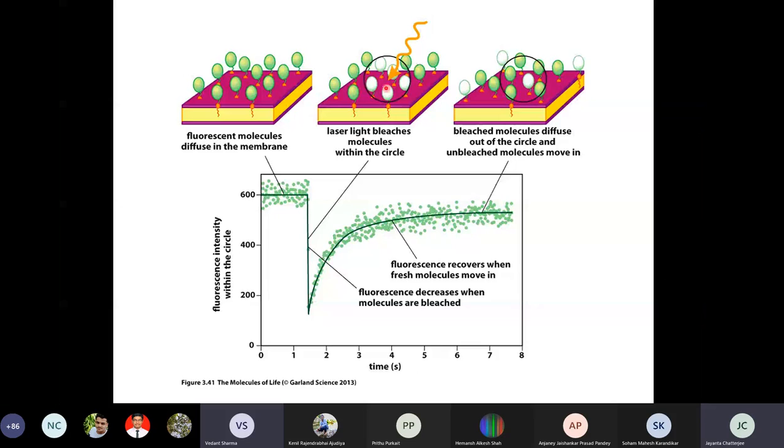So the upper part of the bilayer is the polar part of the lipids. So how can it move differently?